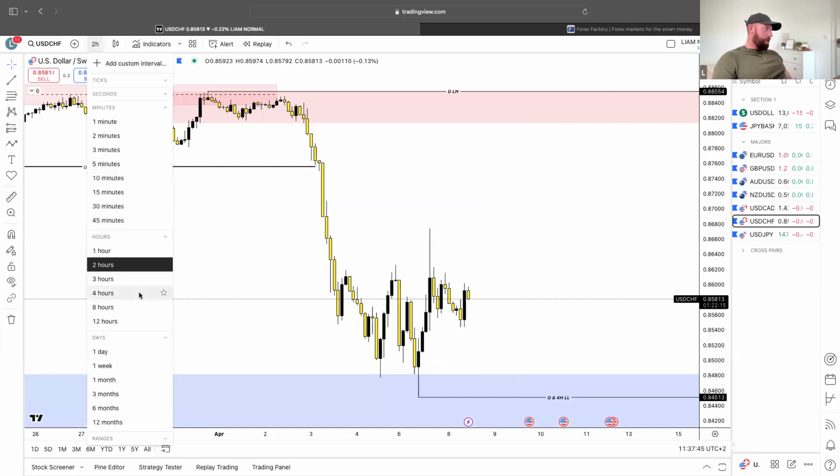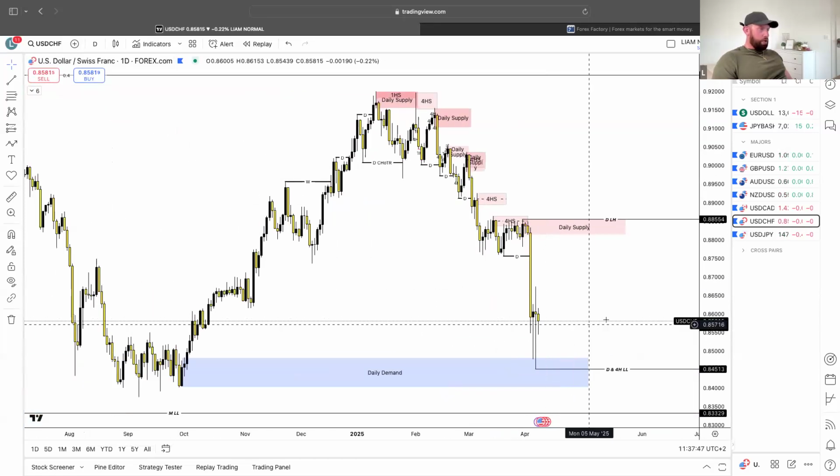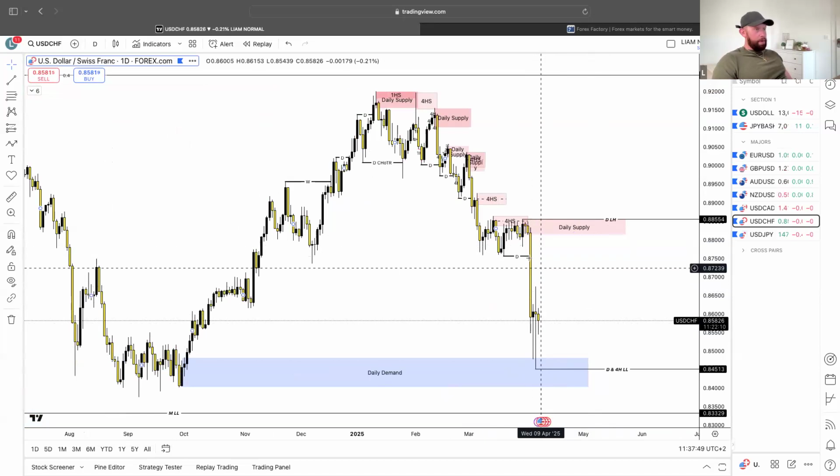USD CHF, let's see what she is doing. Pretty much you guys can see we've got our daily range, we've got this imbalance as well.